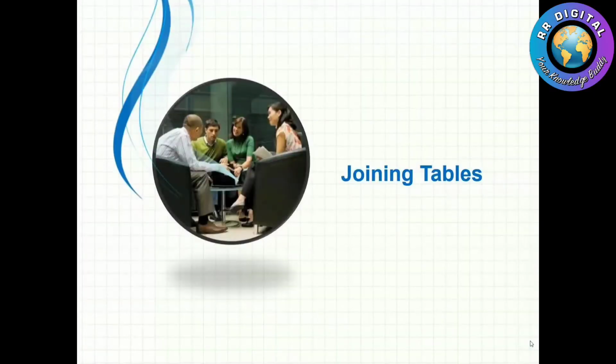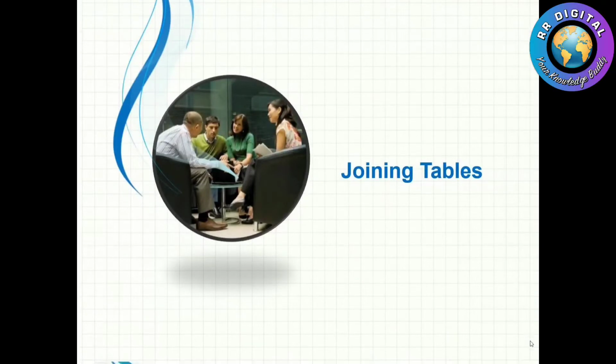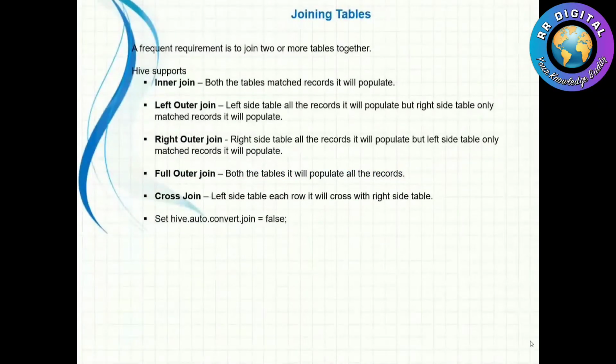Today we will discuss joining. In Hive we have different types of joins. One is inner join, second one left outer join, third one right outer join, fourth one full outer join, fifth one cross join.